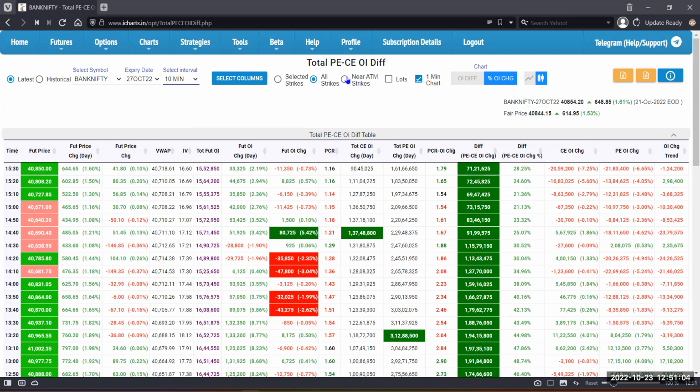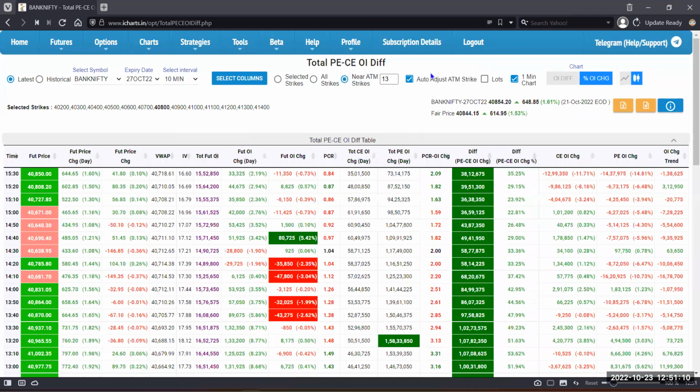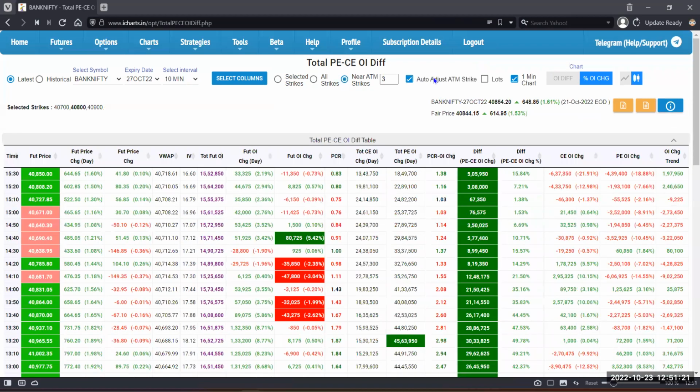So near ATM is again a little bit tricky as this auto adjusts the ATM strike. One needs to really understand what it is, because when you select this and say you are using 3 strikes, when you enable auto adjust ATM strike, then when you load the chart and select this option, this is going to be your current at the money strike, and these are going to be the 2 other strikes that are selected. So 3 strikes are all as per what you have specified over here.